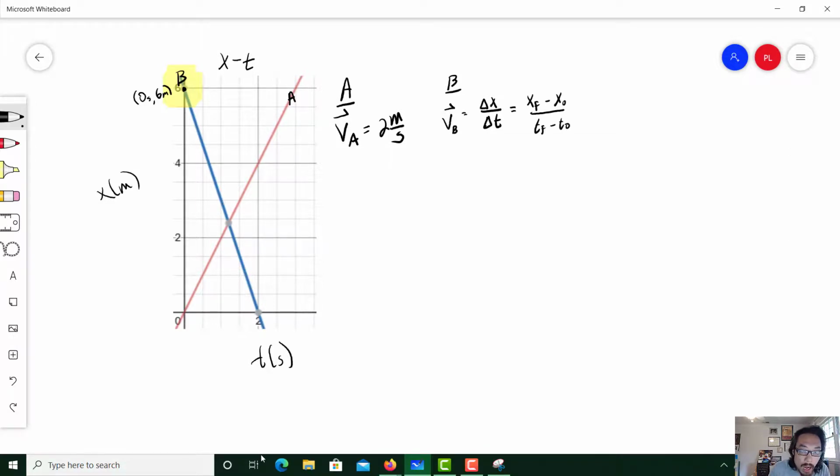Before I do that, I'm going to find the 2 points that we can use. You know what? Let's keep things simple. I'm going to use this point over here, 0 seconds, 6 meters, and this point right here, which is 2 seconds at 0 meters. All right.